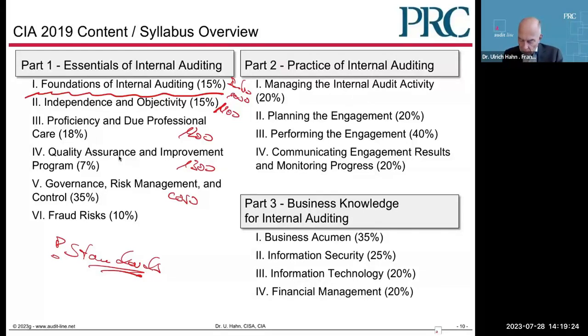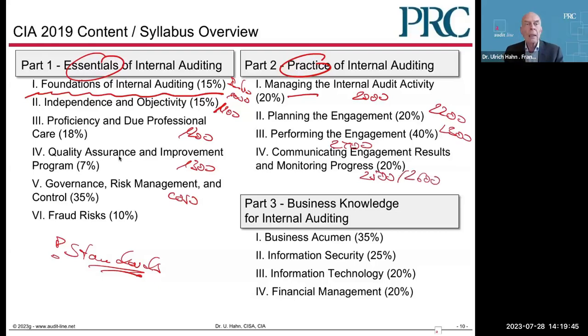Then you have here practice of internal auditing. These are, for example, the standards 2000 very much. This is 2200, 2300, 2400, and this is 2500, 2600 more or less. So you see there is a strong overlap, but be careful.